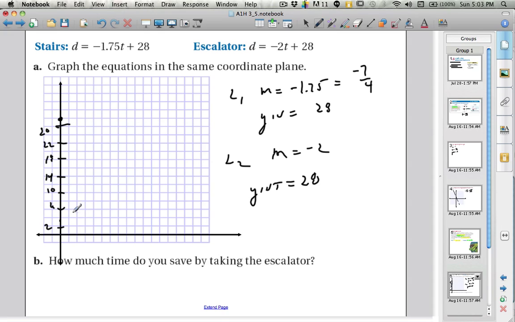Now, I did my graph in 2s here, but it doesn't matter how many 7s I go down as long as I'm consistent, right? So as long as I keep my graph consistent on my scale, then it's okay if I go 7 2s and right 4 2s. So if I go 1, 2, 3, 4, 5, 6, 7, and then over 1, 2, 3, 4, that's a good second point for this particular line.